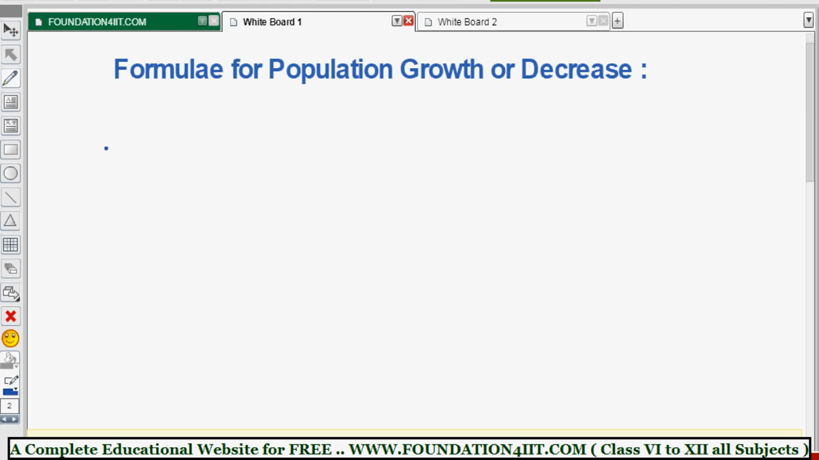Now population growth or decrease. First you will see the growth. Let there be an increase in population at r% per annum. Okay, see the first one. Let the present population of the town be P. Let P be the present population.